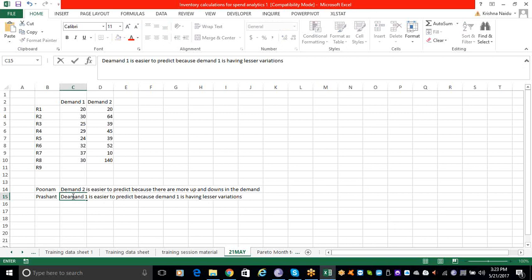Poonam, are you there? Yeah. So Prashant is telling his demand one scenario is easier to predict because demand one is having lesser variations. Lesser variation means lesser ups and downs. And you are saying that demand two is easier to predict because it is having more ups and downs, or more variations.